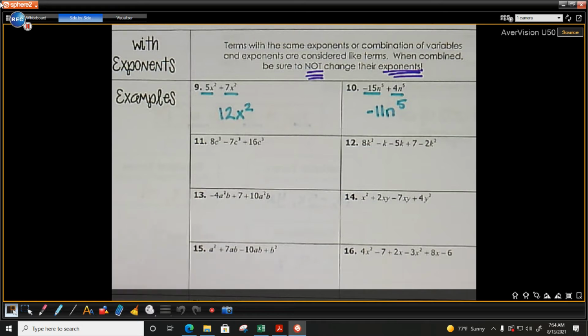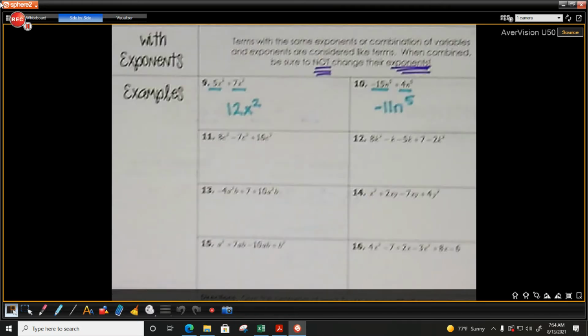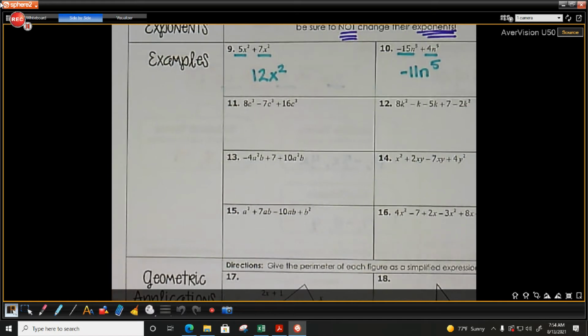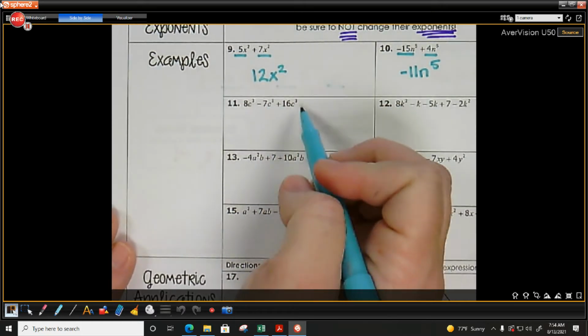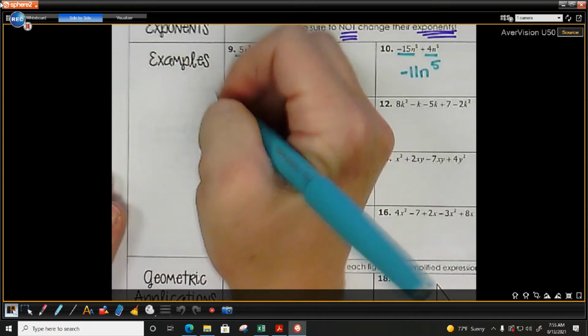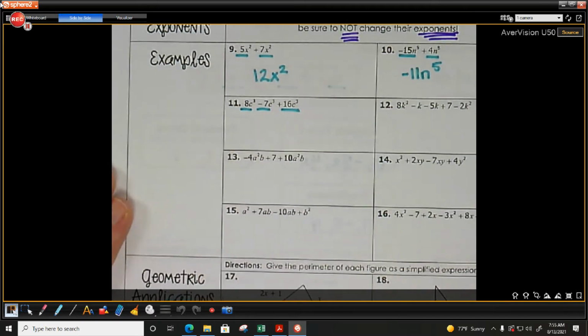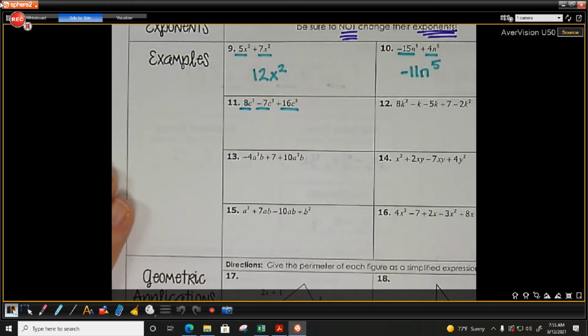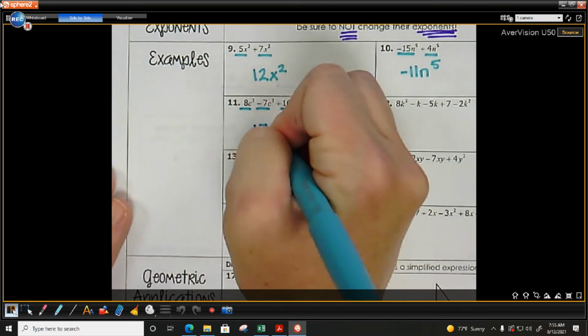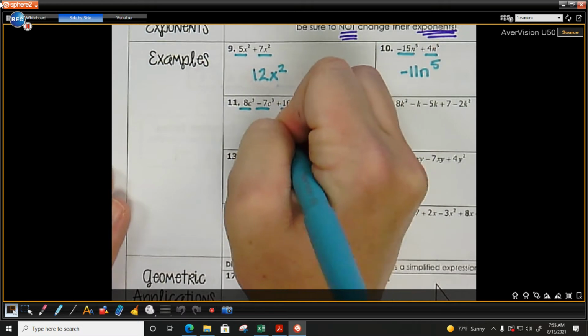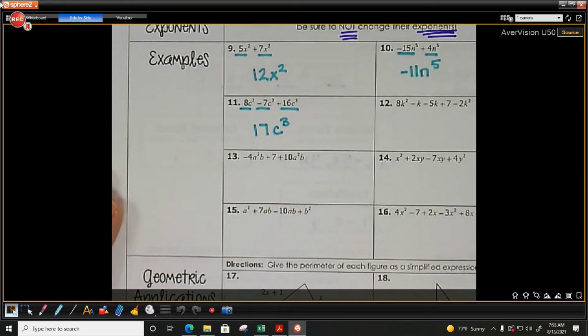Okay? So those were a little bit easier because we only had two terms. They both had the same variables with the same exponents. Okay, now we have 3 terms. Are all 3 of these terms like terms? Yes. Do they all have the same variable to the same power? C to the 3rd power, C to the 3rd power, C to the 3rd power. That means they're like terms. All 3 of these are like terms. So it's 8 minus 7, 1 plus 16. So it's 17. Do I change my variable or its exponent? Nope. C to the 3rd power. Okay?